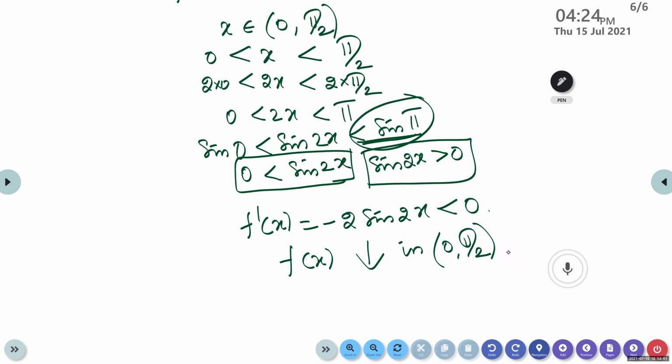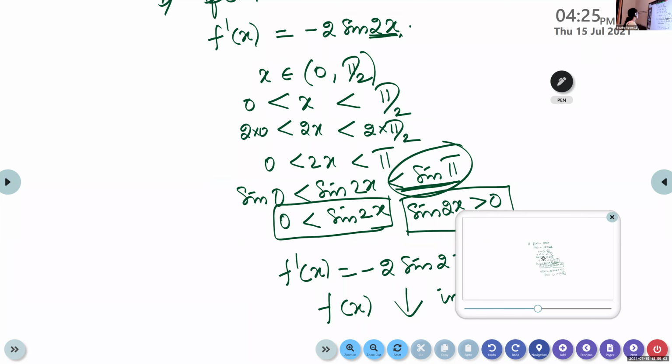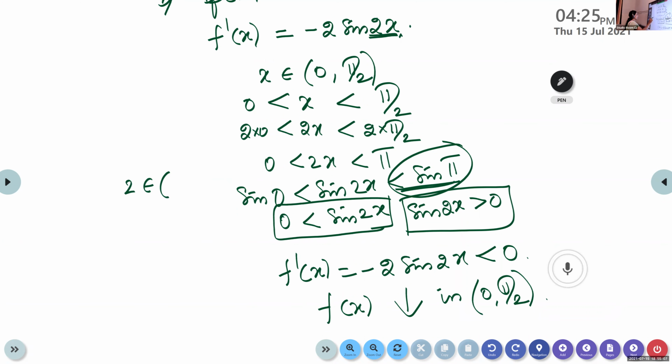Yes, I don't understand the starting portion. Can you say which part? Look here. The x value is given from 0 to pi by 2. It is given that x lies in the interval 0 to pi by 2. Just as 2 belongs to the interval 1 and 3, what does that mean? 1 is less than 2, less than 3. Yes or no? Why does 2 lie between 1 and 3?